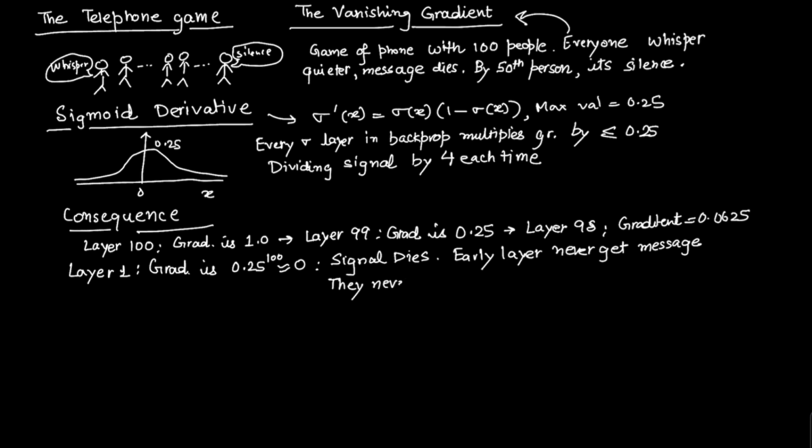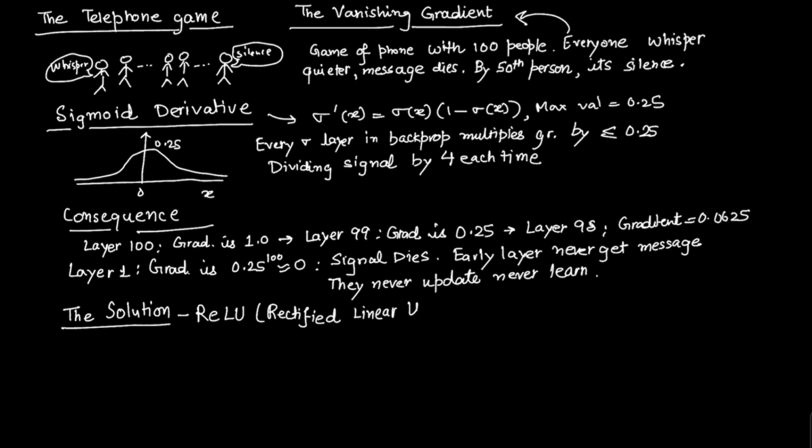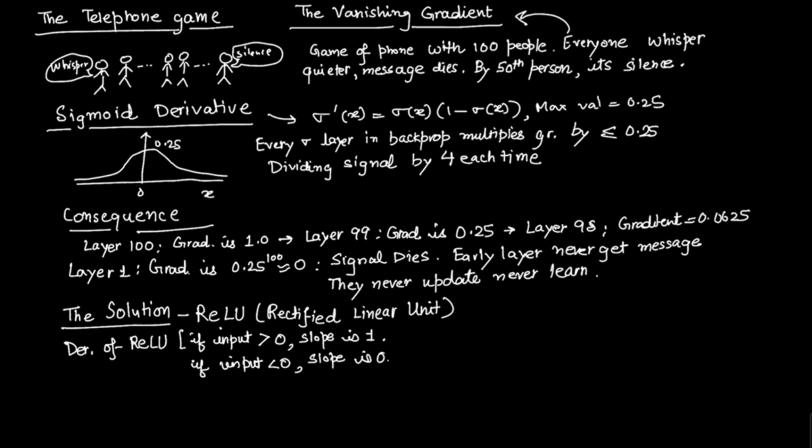They never update, they never learn. The blame never reaches the people who started the project. This is why we use ReLU, or rectified linear unit, today. What is the derivative of ReLU? If input is greater than 0, the slope is 1. If input is less than 0, the slope is 0.